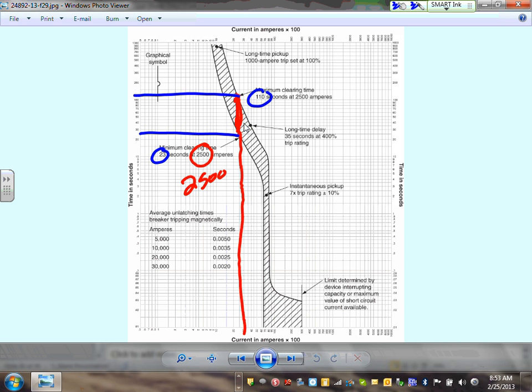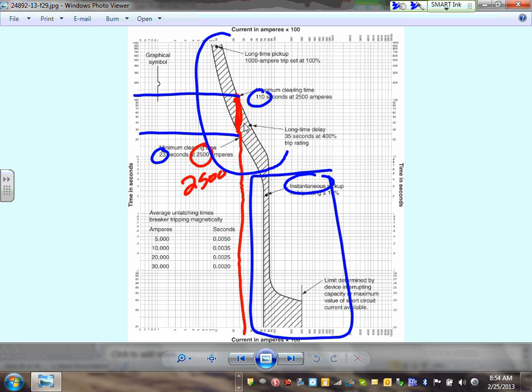Cool. Okay, instantaneous. Here's my instantaneous part, guys. Here's my long time. This is my long time part. And this is long time pickup right in here. Long time pickup for 1,000 amp circuit breakers.